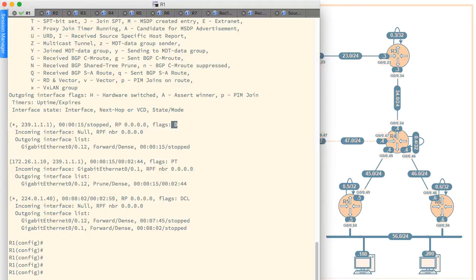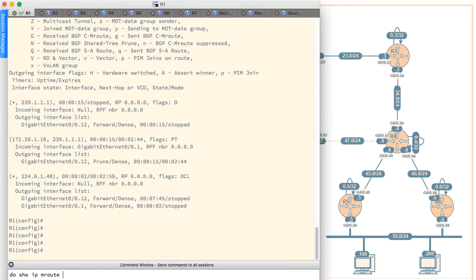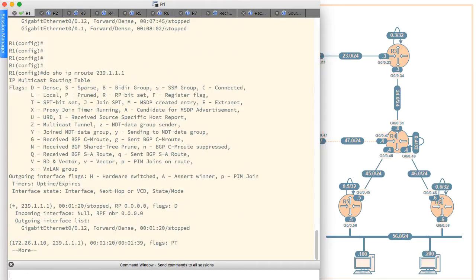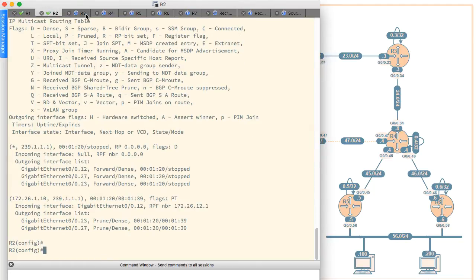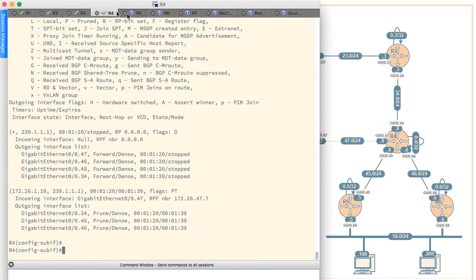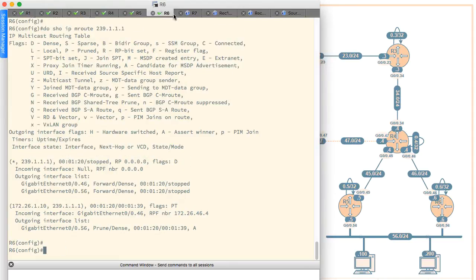And actually, let me just bring this one in. So I'll say do show ip mroute 239.1.1.1. I'll qualify it with the group so the output is not so verbose. On R1 there is an entry, R2 has an entry, R3, R4, R5, and you get the idea. All of these routers now know about this group, because what happened?